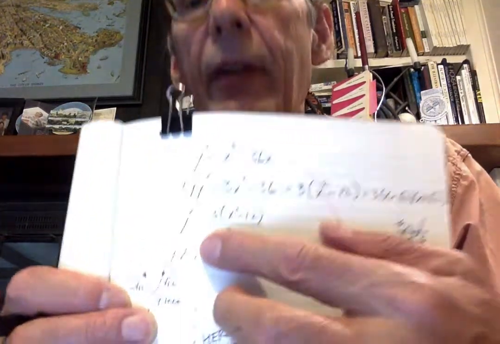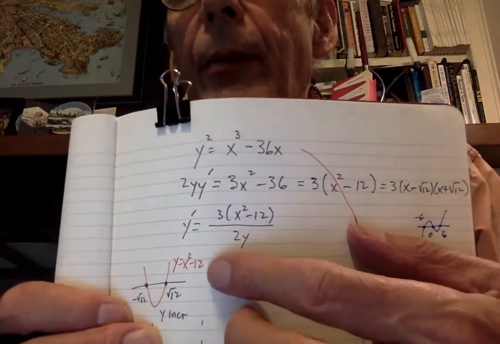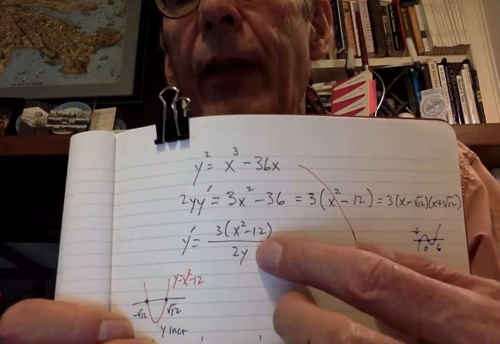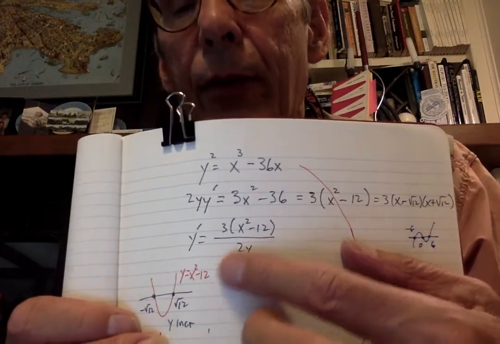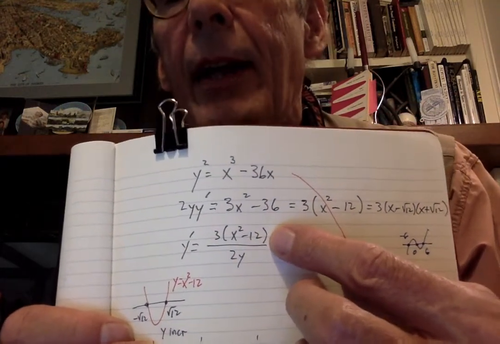And then to the right, 6 is bigger than square root of 12. So as far as one part of the derivative, the top part, that's positive. And so the derivative has the same sign as y. So we're going to have that y prime is positive, so y is increasing. And then y is decreasing. And so that's going to pretty much settle what's going on with this thing.